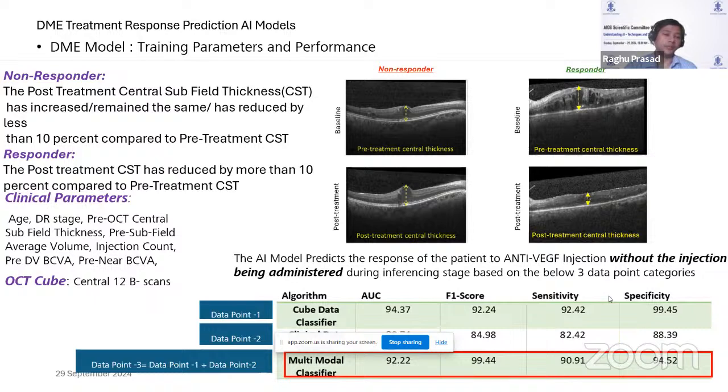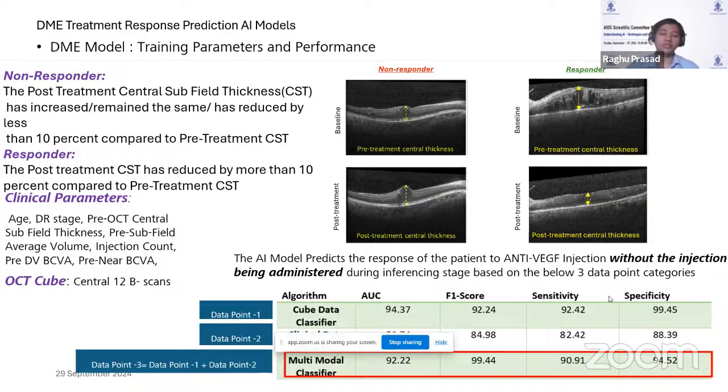So basically, we classified the patients into responders and non-responders. A responder is a patient whose post-treatment CST is reduced by more than 10% compared to the pre-treatment CST volume, while a non-responder is one whose reduction was less than 10%, including increased or unchanged CST. So these were the two definitions of responder and non-responder. And here you can see the accuracy scores.